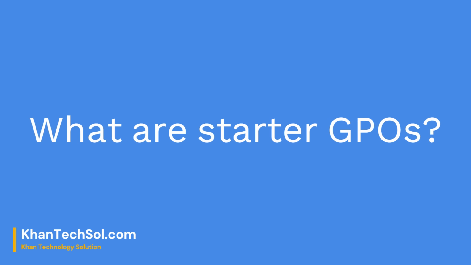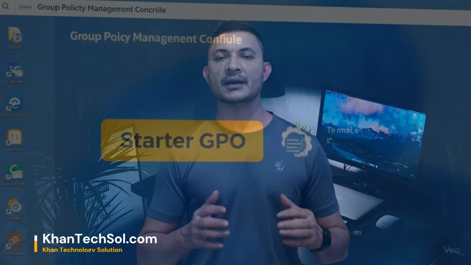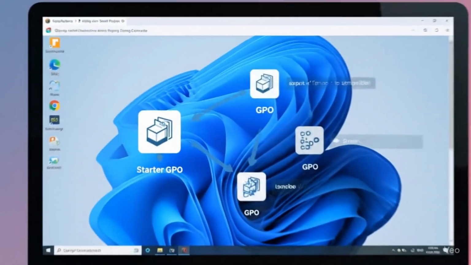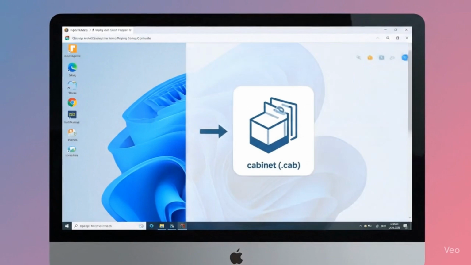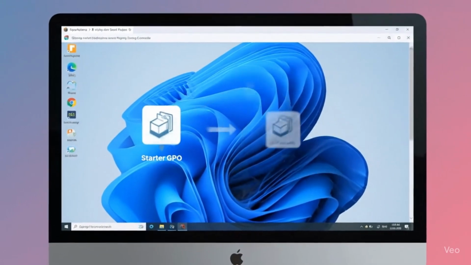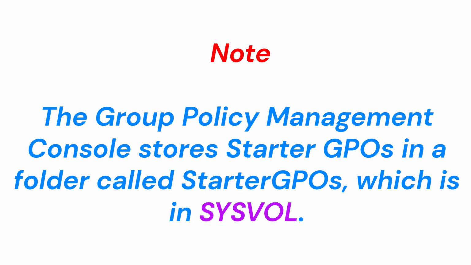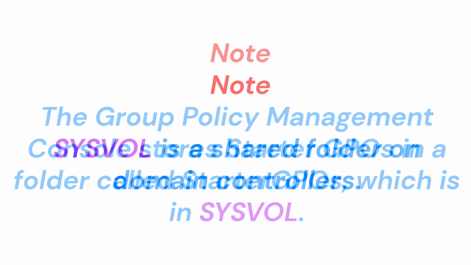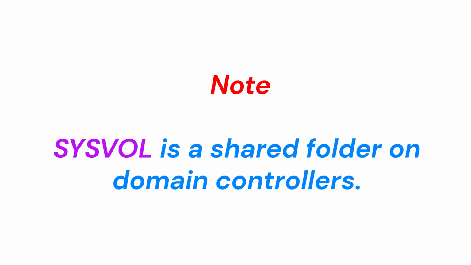What are starter GPOs? You can use a starter GPO as a template from which to create other GPOs within the Group Policy Management console. Starter GPOs only have administrative template settings. You might use a starter GPO to provide a starting point to create new GPOs in your domain. The starter GPO might already have specific settings that are best practices for your environment. You can export starter GPOs to and import them from cabinet .cab files to make distribution to other environments simple and efficient. Note: the Group Policy Management console stores starter GPOs in a folder called Starter GPOs, which is in sysvol. Note: sysvol is a shared folder on domain controllers.